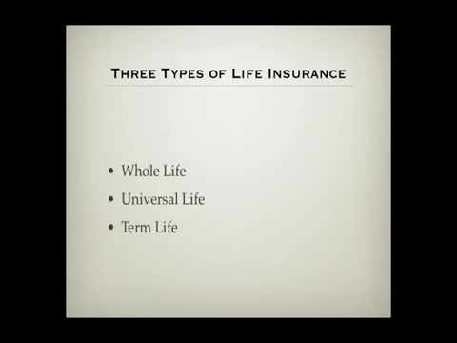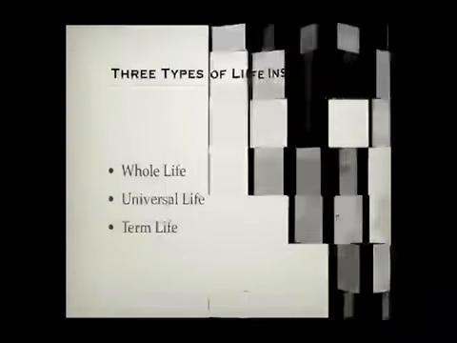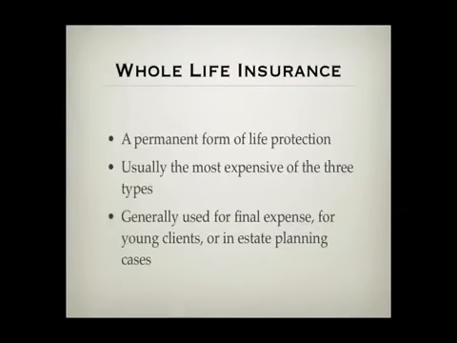There are three main types of life insurance: whole life, universal life, and term life. Whole life is a permanent form of life insurance protection. It's usually going to be the most expensive of the three main types of life insurance. It's generally used in final expense type cases. Final expense cases are your smaller $15,000 to $30,000 policies that are generally taken out on older or less healthy individuals that can't get more coverage. These policies are often used just to pay for the costs of a funeral and a burial and to tie up a few loose ends upon the insured's death.